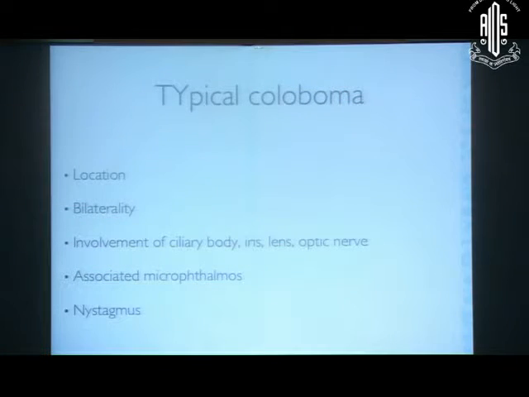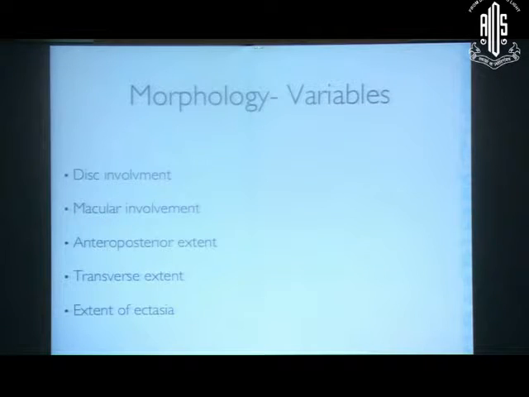So a typical coloboma is seen located inferiorly or infero-nasally, tends to be bilateral, but the involvement can be asymmetrical, and it's associated often with overall global insult as well. That is, the eyeball tends to be smaller in size, although there is a coloboma which is restricted to the embryonal fissure area. So there is an effect on the global development of the eyeball. And nystagmus can be present depending upon how much the macula is affected in both eyes. The variables in the morphology would involve the optic disc, the macular involvement, anterior-posterior extent of the coloboma, transverse extent, and the extent of the ectasia of the thinned out sclera.